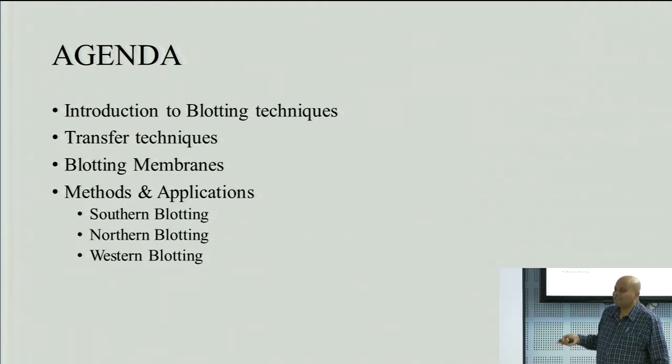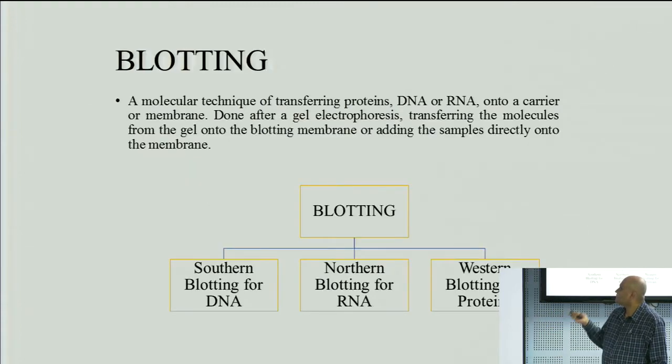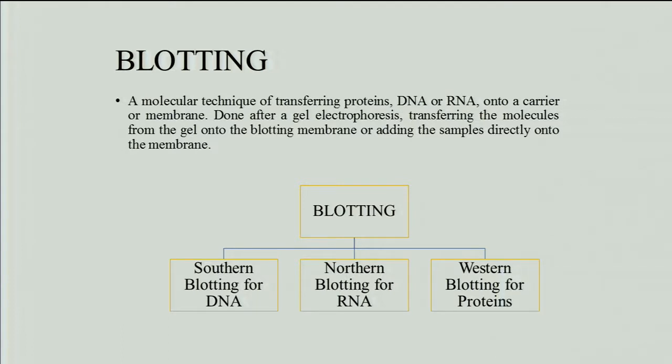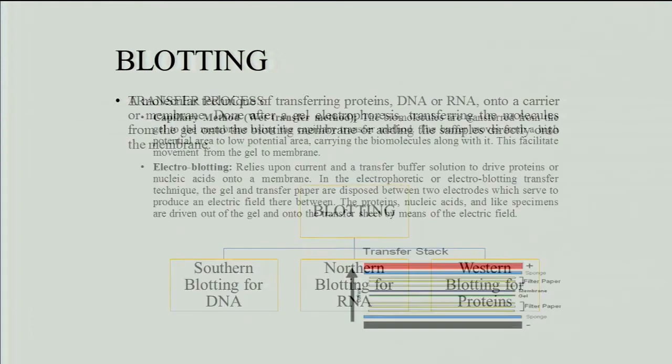Once southern was there, northern and western were not names of scientists. They just coined the terms northern and western to make it sound similar. Southern came out of Cambridge, I think, and northern and western came out of Stanford University. So, they just copied the southern. So, the southern blotting technique is for DNA, northern is for RNA, and western is for proteins.